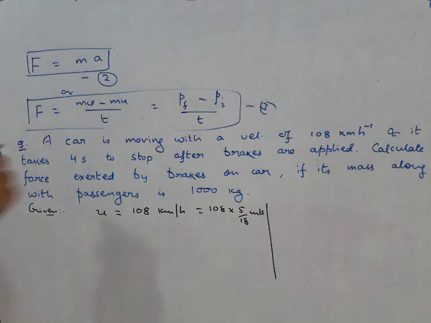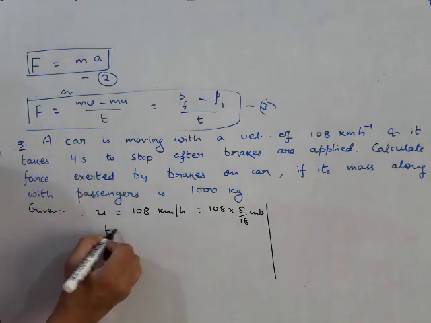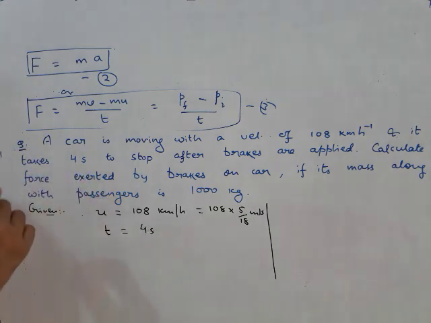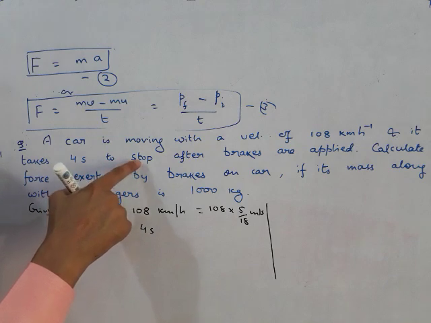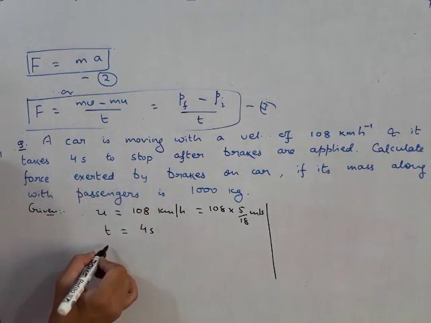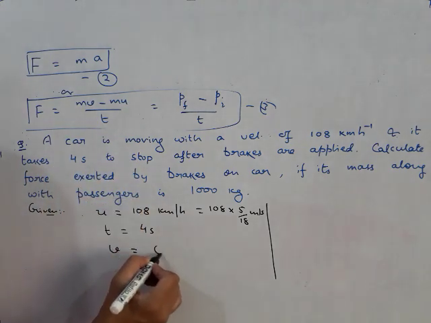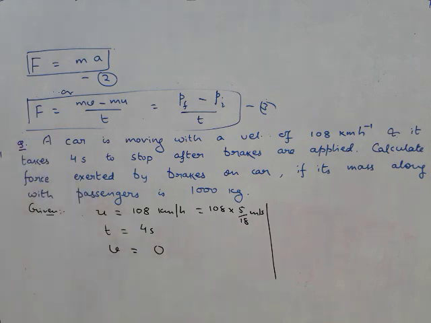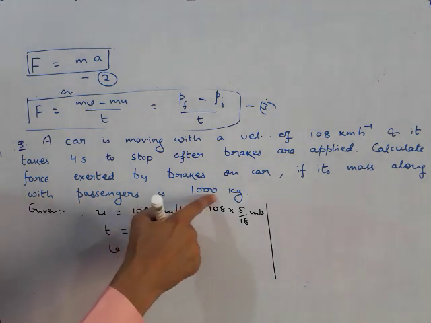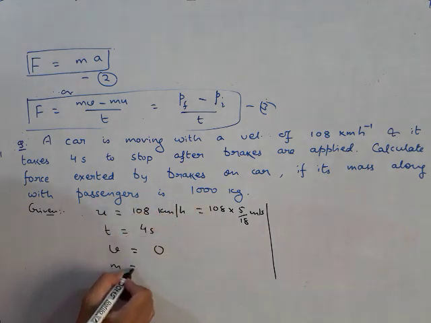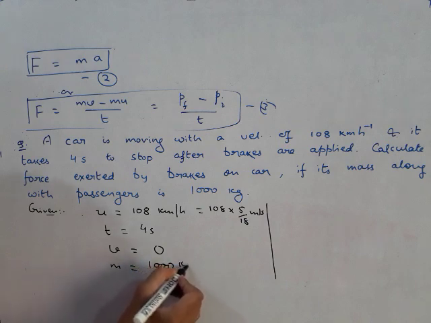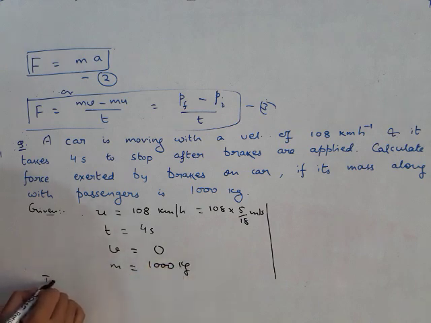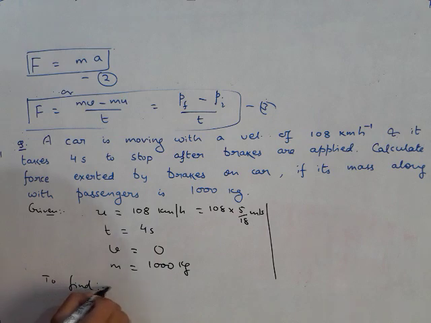Then it takes 4 seconds, so time is given, 4 seconds, to stop. That means finally the car is stopping. So what should be its final velocity? It should be 0. Clear? Calculate the force. One more thing is given, 1000 kilogram as the mass. So m is 1000 kilogram. So what do you have to find? Force F is equal to question mark.